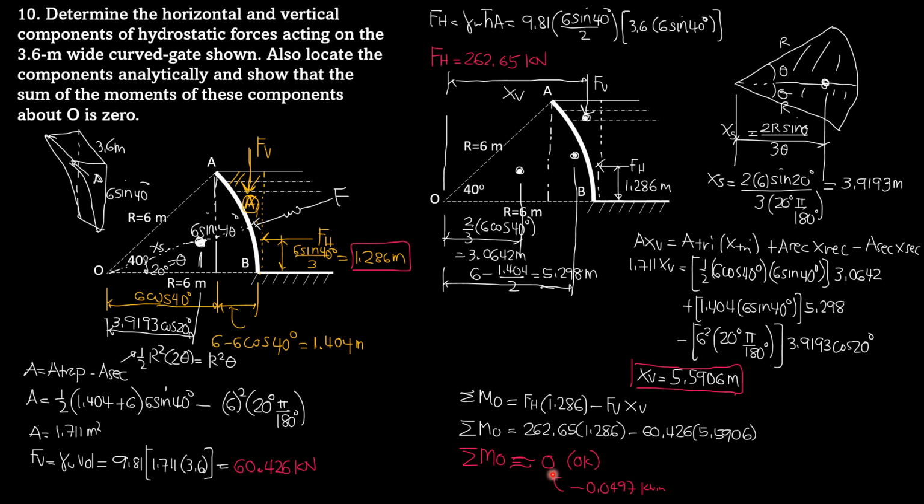So it is approximately 0. The value is negative 0.0497, and the reason why there is still a very small value is because of rounding of answers. So for instance, if we add one more decimal value, then it becomes more accurate. But that is practically 0.